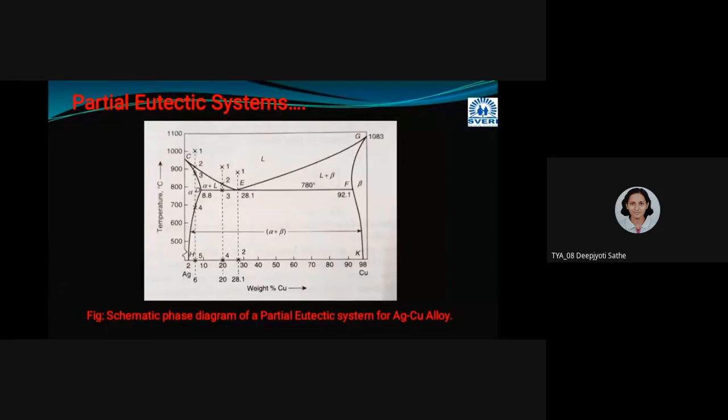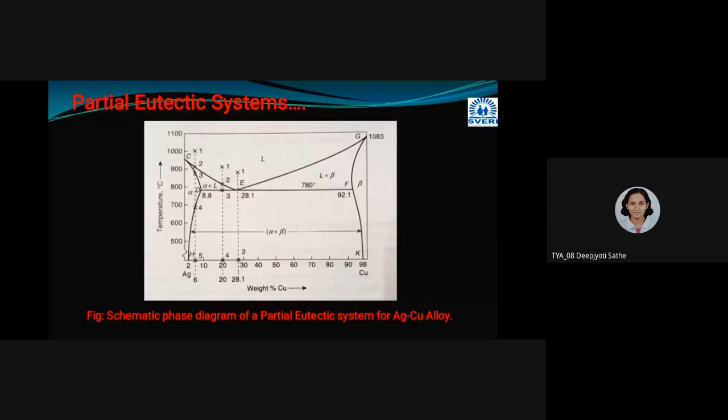Here element A is your silver. Silver will be the parent metal and copper will be the alloying element. Alpha is the solid solution of copper in silver. That will be your alpha solid solution. So in this region 2 to 3, alpha solid solution and liquid will be there.